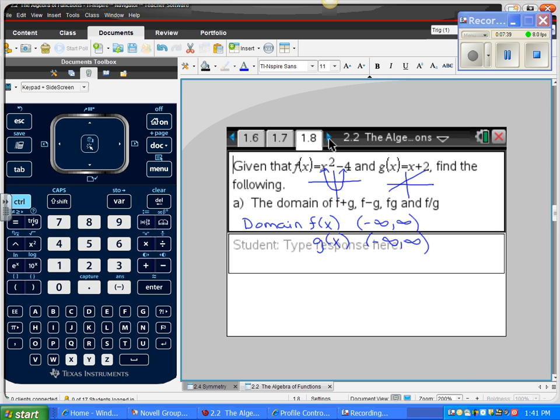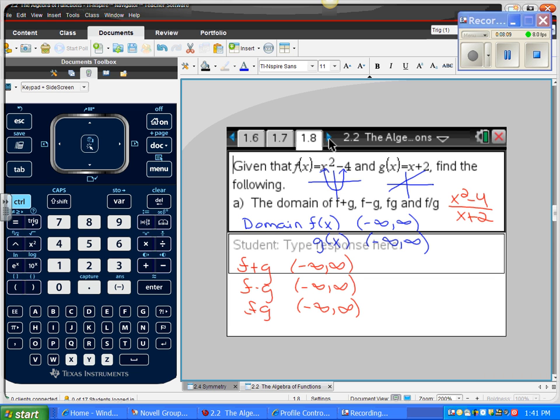So if we're talking about the domain for f plus g, again, it's the intersection of the domains, everything that they have in common, which is everything. F minus g is going to be the same. F times g, again, the same. F divided by g is the one we have to be careful of because we have to include any exclusions. So this f divided by g looks like this.